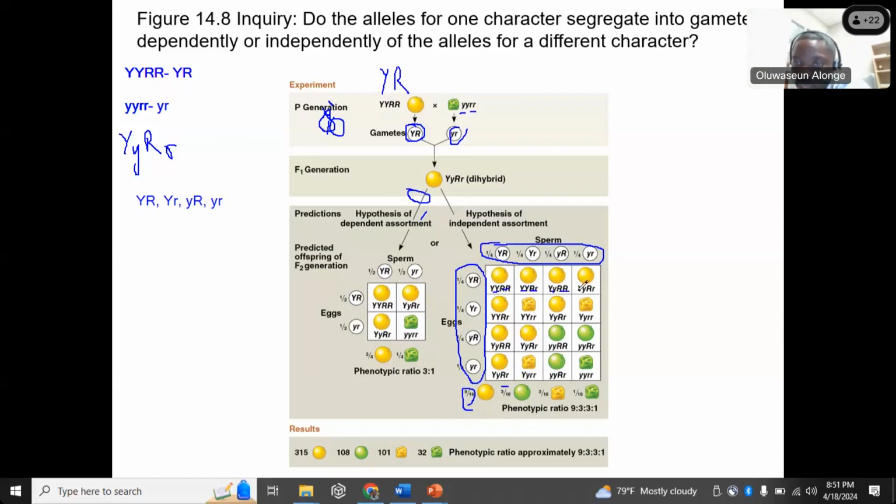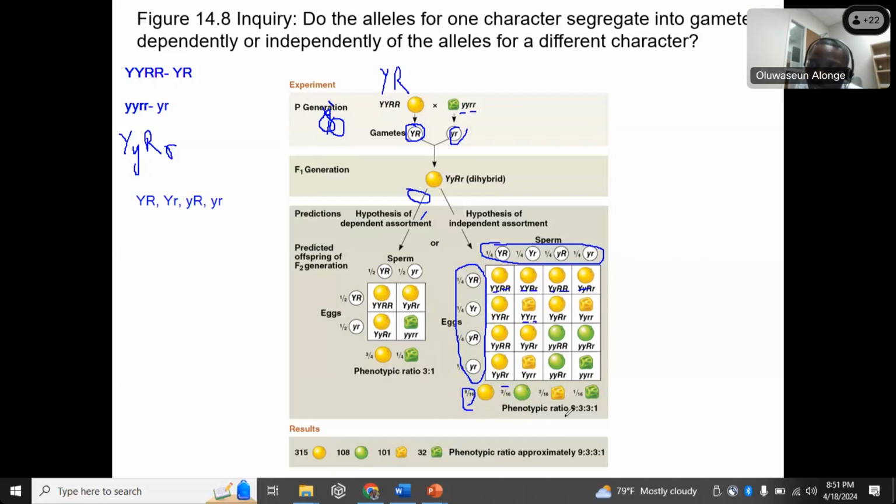This and this yellow round. This and this yellow round. This and this, of course, it is yellow but wrinkled. So you see yellow wrinkled. This and this yellow and round. Yellow wrinkled. So you cross it like that, you eventually have 9 that are yellow and round, 3 that are green and round, 3 that are yellow and wrinkled, and 1 that is green and wrinkled.